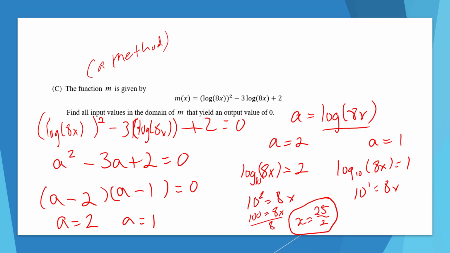And then for here, 10 to the first is just 10 equals 8x. Divide both sides by 8. 5 over 4 is equal to x. So that should be our answer for the second solution. And both of those would work. You can plug them into the log. You won't get any negative numbers. And so those are both our solutions for that one.